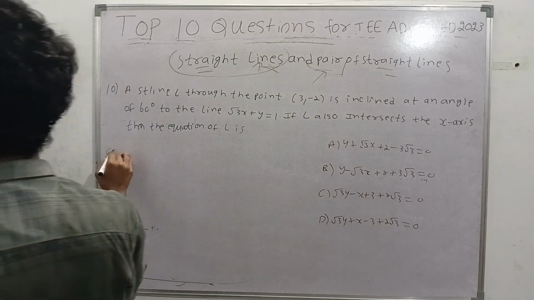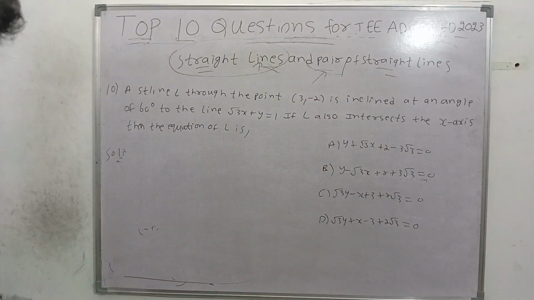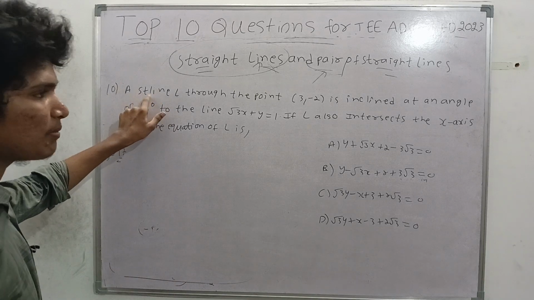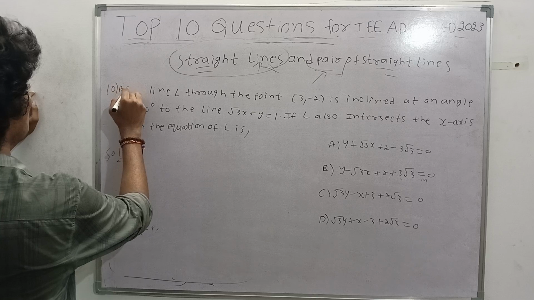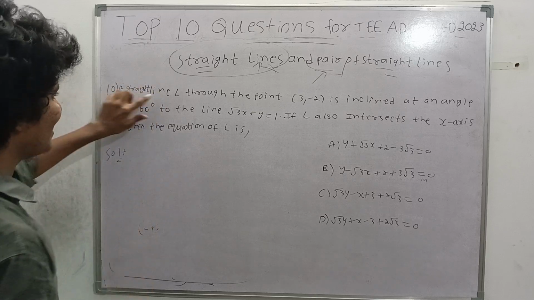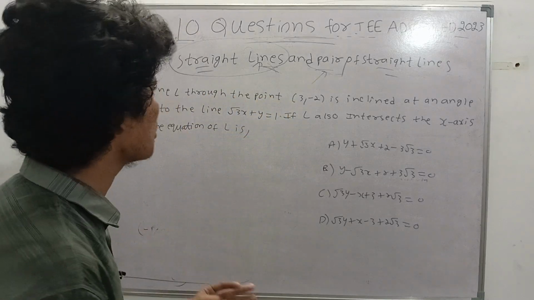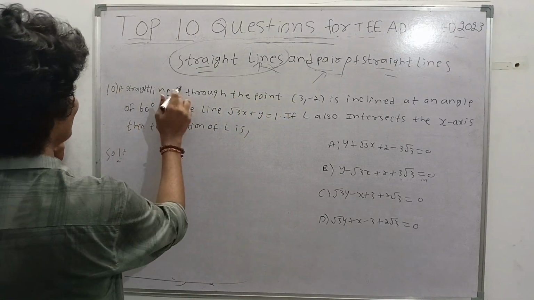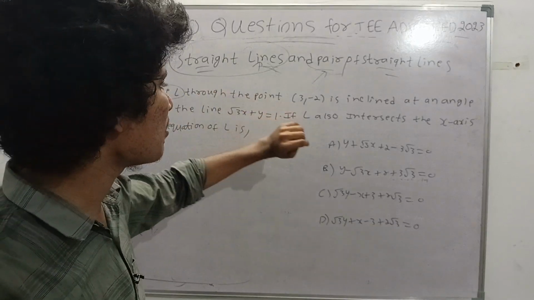This is a very important question, guys. Please listen carefully. A straight line is given. I can write it here clearly: a straight line L through the point (3, -2). The straight line is passing through (3, -2). Basically, we have to find the straight line equation L, and it is passing through (3, -2).